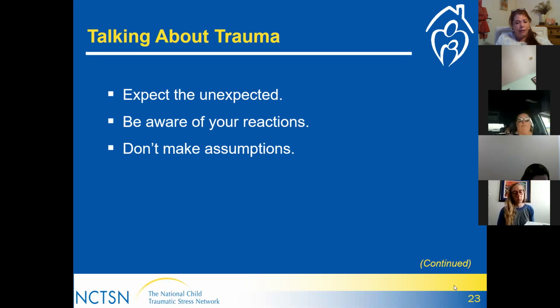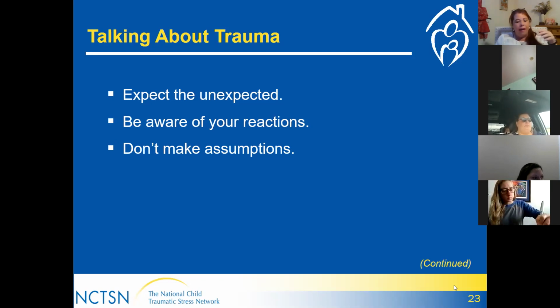Don't make assumptions. Sometimes we look at what our kids have gone through with adult eyes. So you were talking about how they never thought what their parents were doing was bad because it was just neglect. And we already talked about neglect being one of those types of trauma. A lot of people in the world think that neglect is really not as bad as physical abuse or sexual abuse, but neglect has been proven to be more damaging to children.